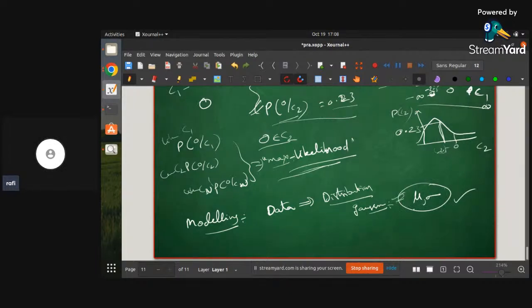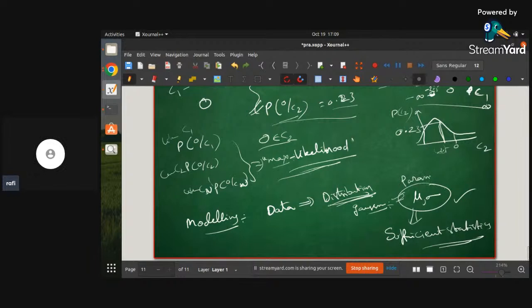So this mu and sigma are statistics of the data, the mean and variance. Sufficient statistics means they are enough to define the distribution. The sufficient statistics are the parameters, also called parameters of the distribution. Finding all the required parameters gives the sufficient statistics.